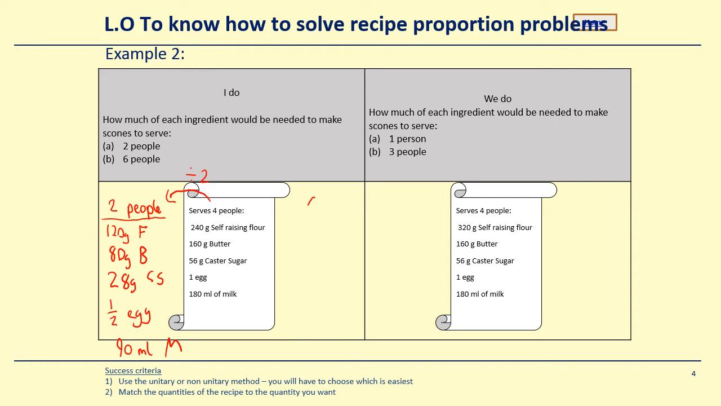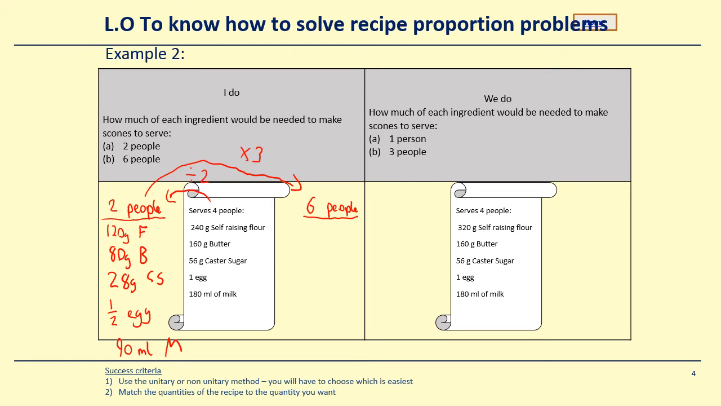Then we've also got to make the recipe for 6 people. Now, you could compare 4 and 6, and obviously 4 goes into 6 1.5 times. So you could multiply all of these by 1.5, and that would be fine. If you feel comfortable doing that, that's okay. But I think an easier way to do this is, well, obviously 4 doesn't go into 6 a whole amount of times, but 2 does. 2 goes into 6 3 times.